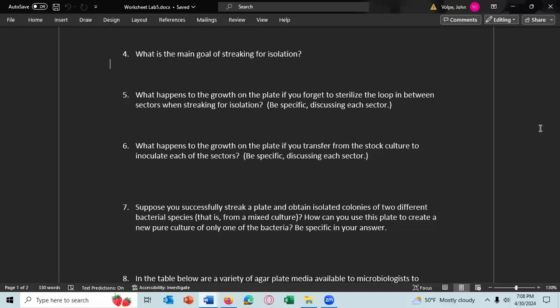7, suppose you successfully streak a plate and obtain isolated colonies from 2 different species. That is a mixed culture. How can you use this plate to create a new pure culture of only one of the bacteria? Be specific in your answer.